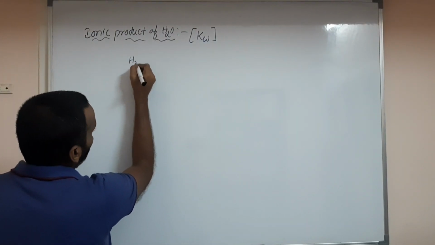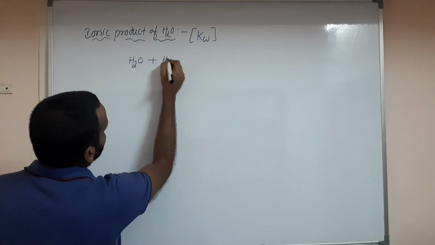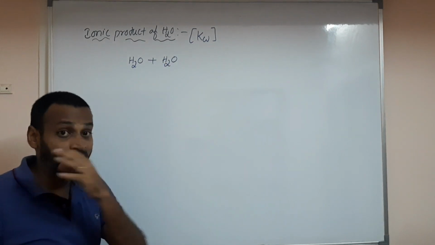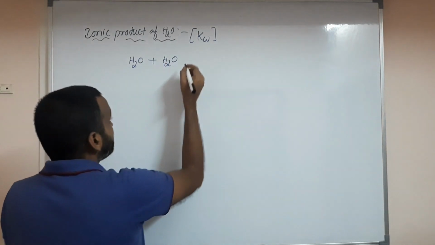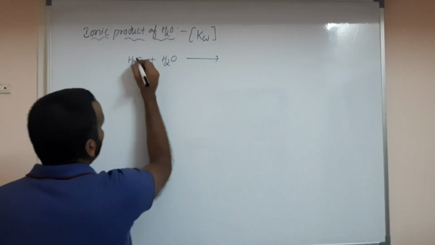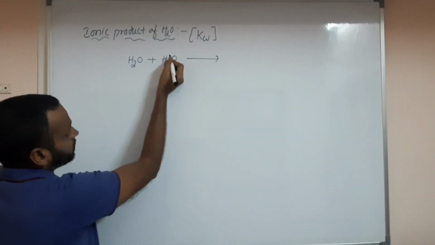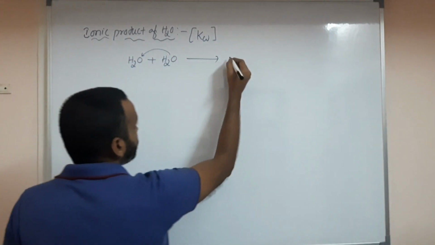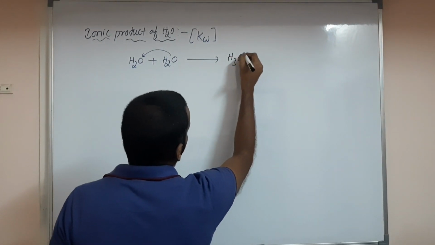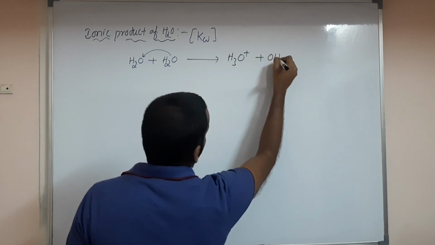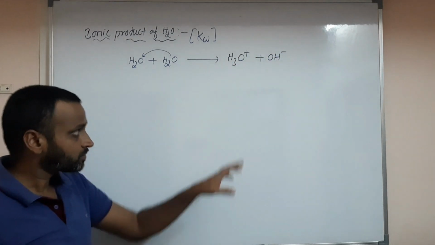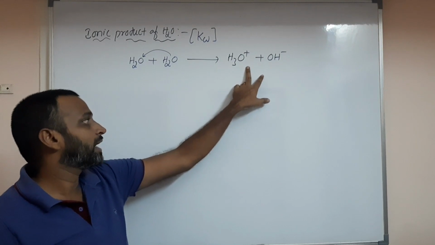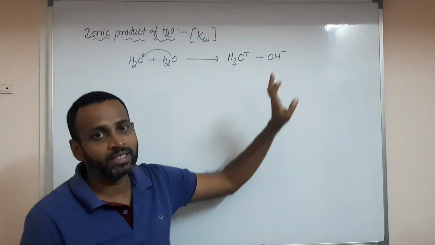So, what is the ionic product of water? To understand, water will undergo self ionization, self protonation. One water molecule will donate a proton to the other. So you will have H3O plus and OH minus. H3O plus is called hydronium ion and this is OH minus ion.